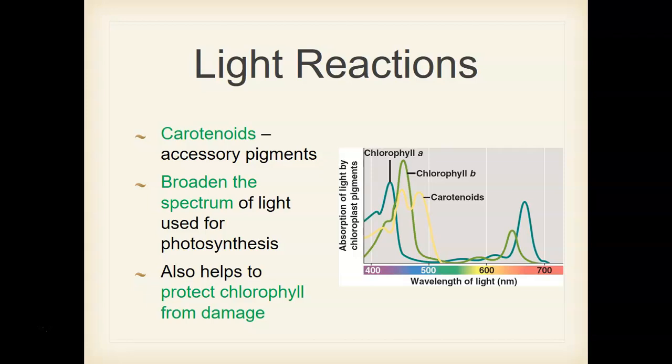Well, what are all your leaf colors in the fall? Oranges and yellows and reds. Which, if you look at that graph, is where those carotenoids are not capable of absorbing. And so we end up seeing those colors once the chlorophyll disappears in the fall.